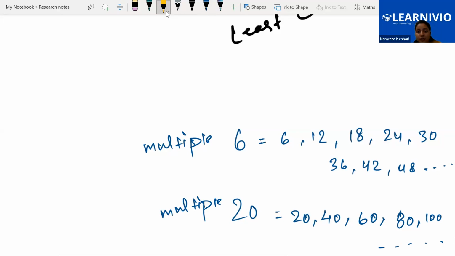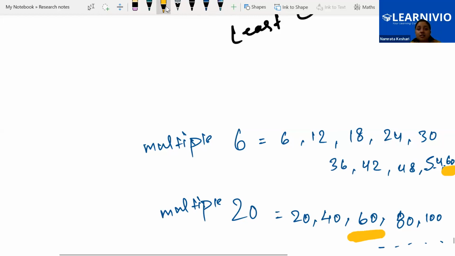Let's mark it. 30 is here. We don't have any 30. 36 is there. 42 is there. What is the common multiple? Let's continue. 6 8 times 48, 6 9 times 54, 6 10 times 60. The first common multiple, we can see 60 is here and 60 is here.